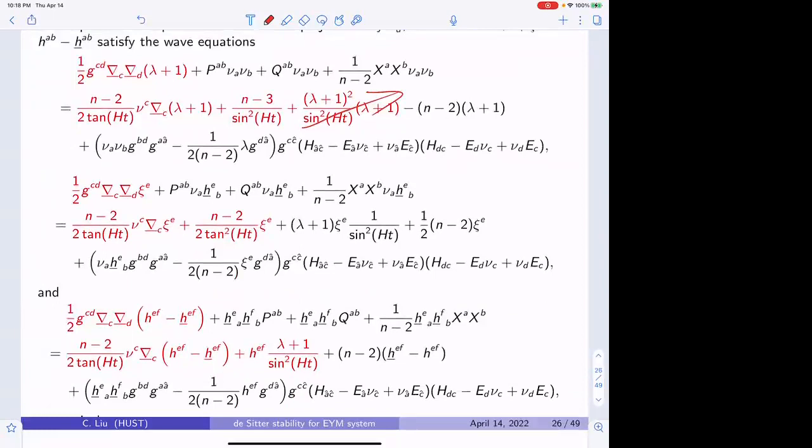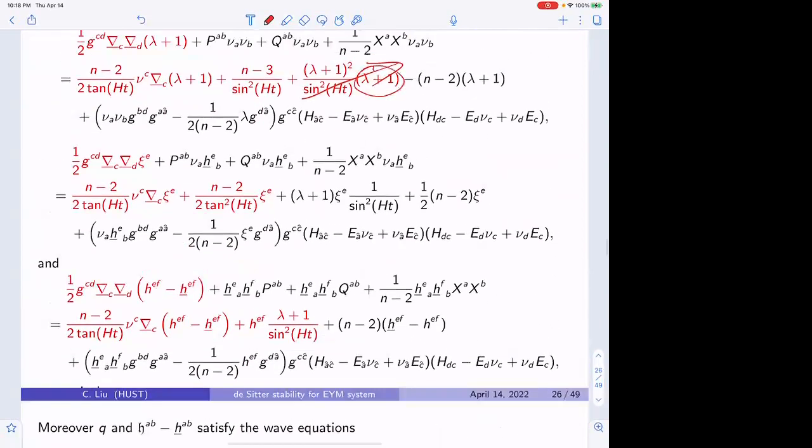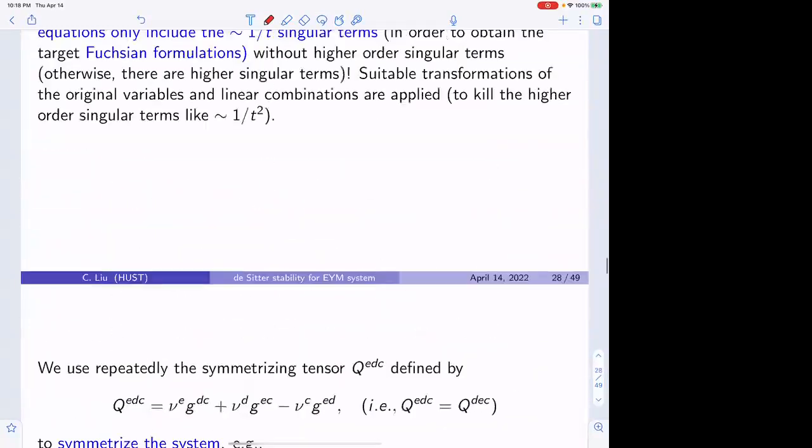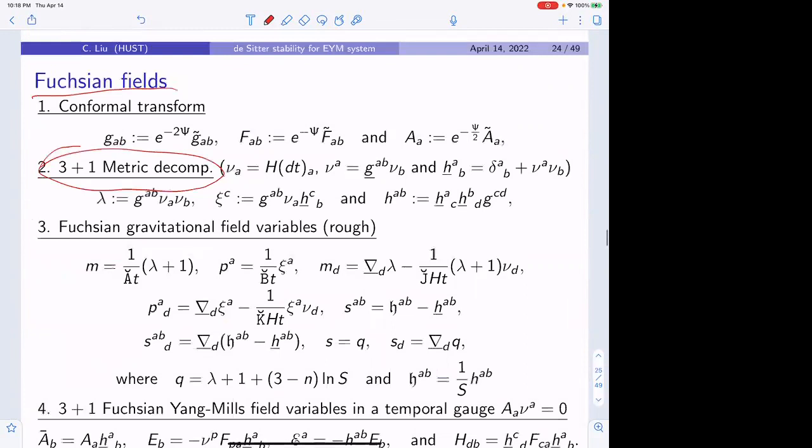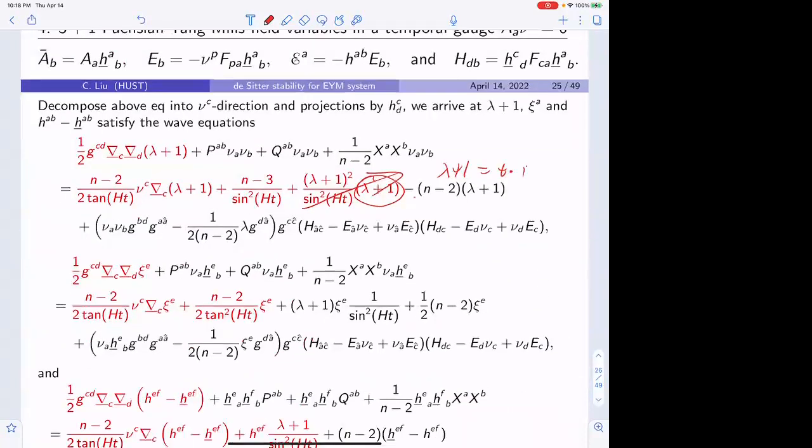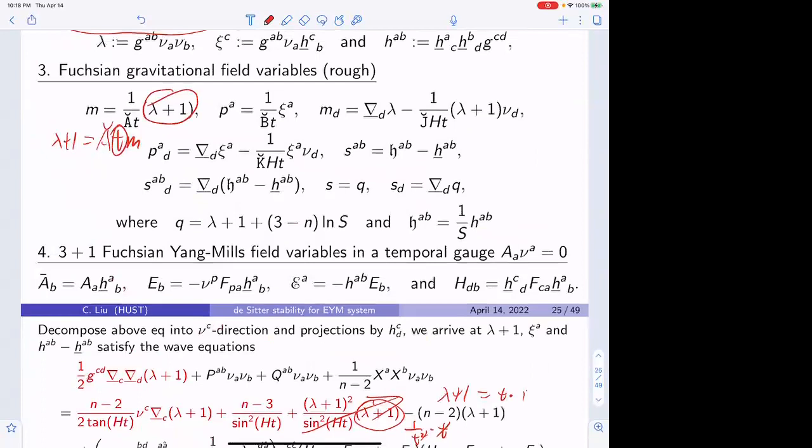So that's why we introduce our variable lambda plus 1 equal to something times t, like here. We want our lambda plus 1 to behave like some constant times t. This t will kill the 1 over t² term, leaving the 1 over t term. This is our purpose. And I should also mention that in this Fuchsian field, there are some constants to be determined.